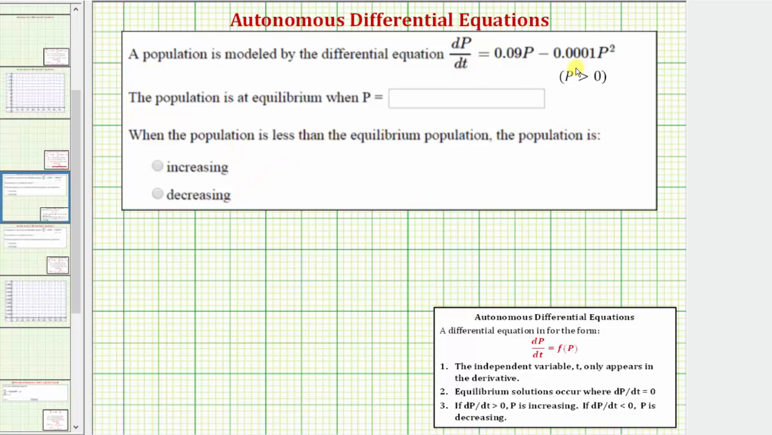The given differential equation is an autonomous differential equation because it fits the form dp/dt equals f of p, where dp/dt is equal to only a function of p, and the independent variable t only appears in the derivative. The equilibrium solutions occur where dp/dt equals 0, and if dp/dt is greater than 0, or positive, p is increasing, and if dp/dt is less than 0, or negative, then p is decreasing. So to find the equilibrium population, we want to set dp/dt equal to 0 and solve the resulting equation.